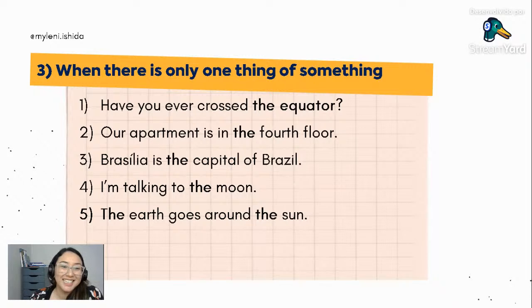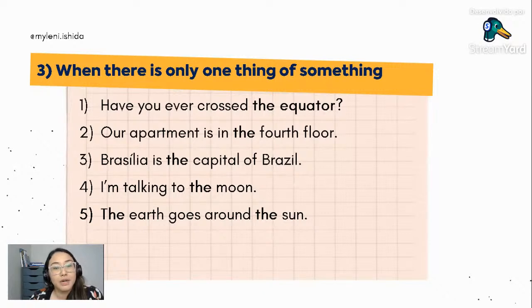Okay. Number 4, this one I took from a Bruno Mars song. I'm talking to the moon. Who knows the song, right? I'm talking to the moon. The moon, there is only one. Okay. So we are going to put the definite article as well.